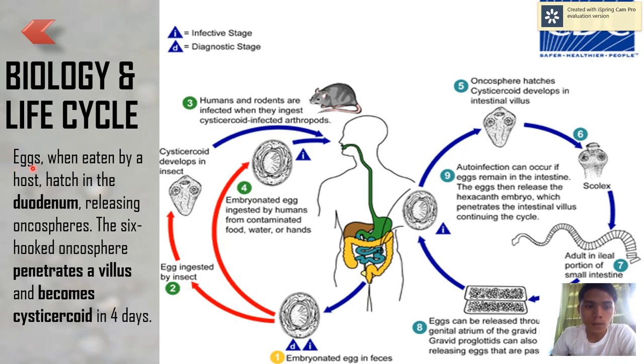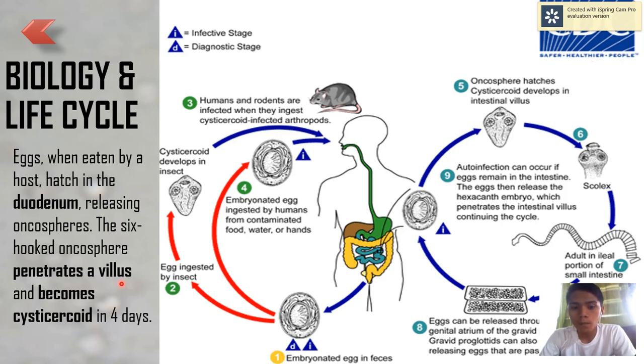The eggs, when eaten by a host, hatch in the duodenum of the small intestine, releasing the oncosphere larvae. So pag makaon ang egg, mudresyo siya sa small intestine, and then dito sa small intestine, specifically the duodenum, kay mag-hatch siya, releasing the oncosphere larvae. And then, this 6-hooked oncosphere penetrates a villus. So, matudayon siya sa villi sa atong small intestine.